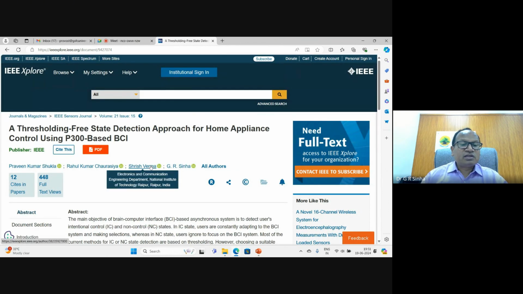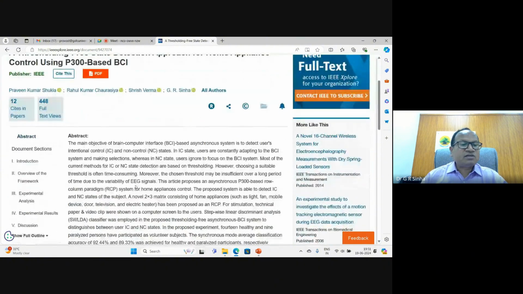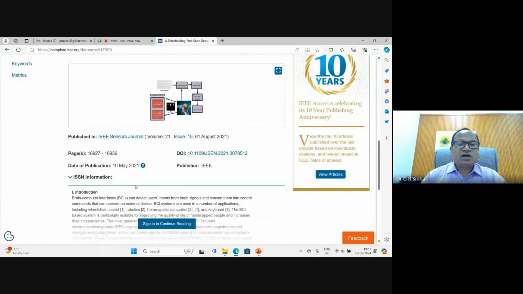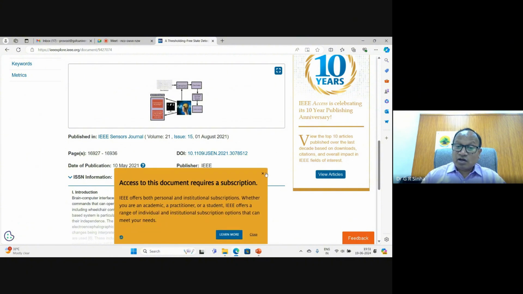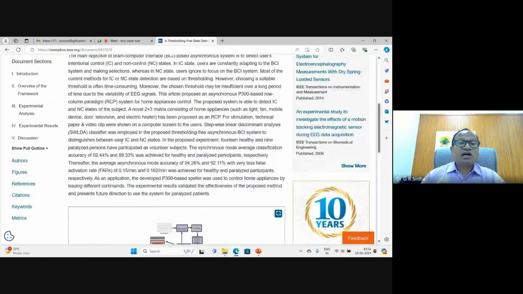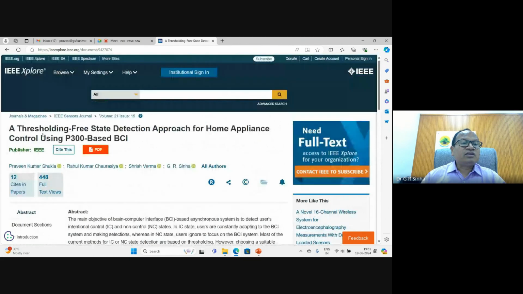This is our own paper. This was published in IEEE in the year 2021. And the name of the journal is, it's not a bad journal, IEEE Sensors Journal. It is not a transaction. It is not a conference proceeding. It was a journal. And look at the title, thresholding free state detection approach for home appliances control. A person who has a certain disability can control different home appliances using the P300 based BCI.